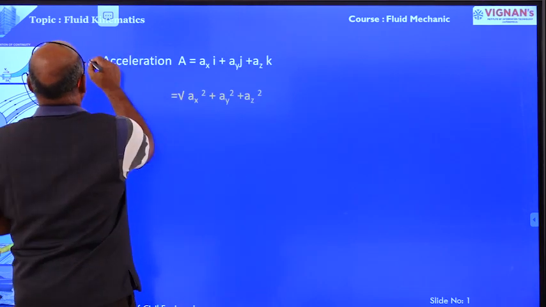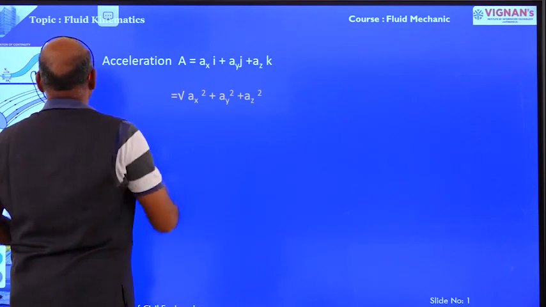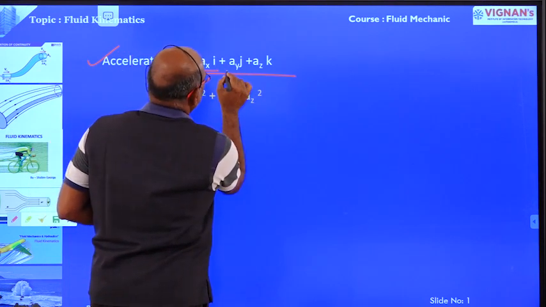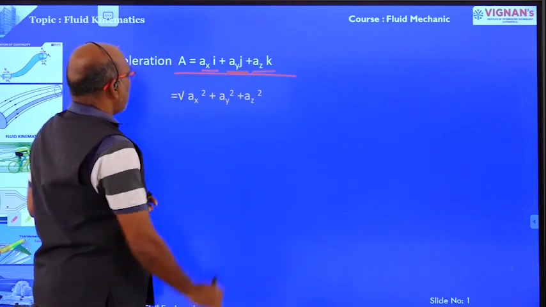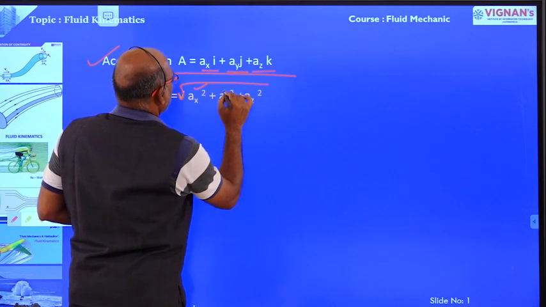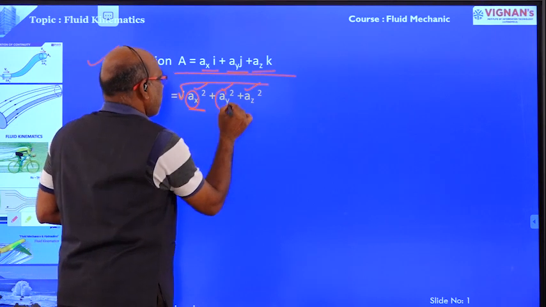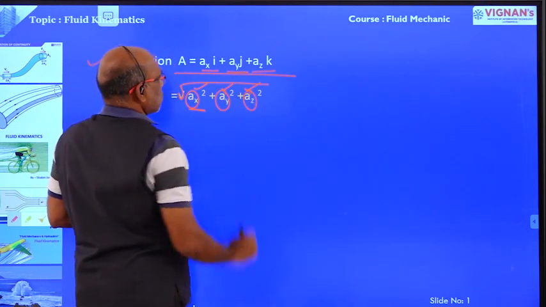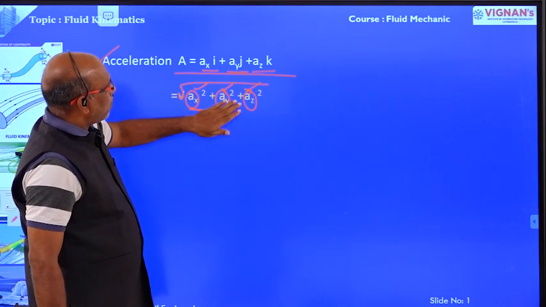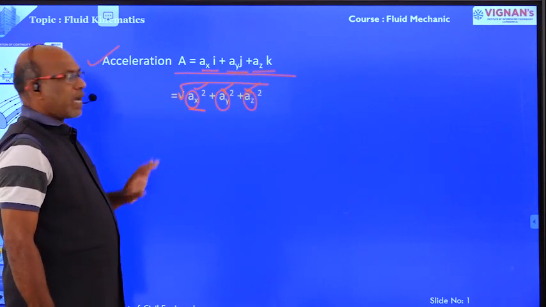Right, this is the standard formula. Finally, we have to determine the resultant acceleration. Acceleration is equal to axi plus ayj plus azk, or the resultant acceleration is equal to square root of ax square plus ay square plus az square. Ax we have determined earlier, ay and az we have also determined. Therefore, resultant acceleration is the square root of ax square plus ay square plus az square. This is the formula for the determination of the resultant acceleration.